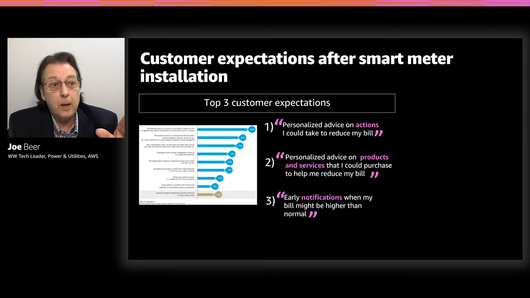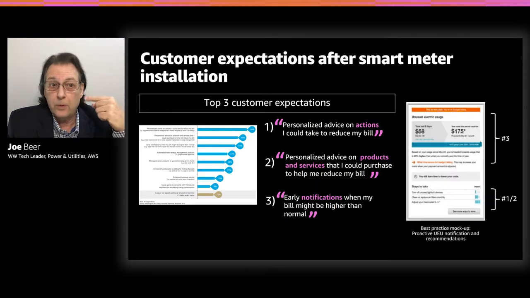And when you look at these top three items, you'll notice that they all require a fair amount of insight into energy usage. In fact, to get your wheels spinning further in this space, let's take a look quickly at this mock-up of an unusual energy usage screen, or UEU in utility speak, that a utility may provide on their website or mobile app.